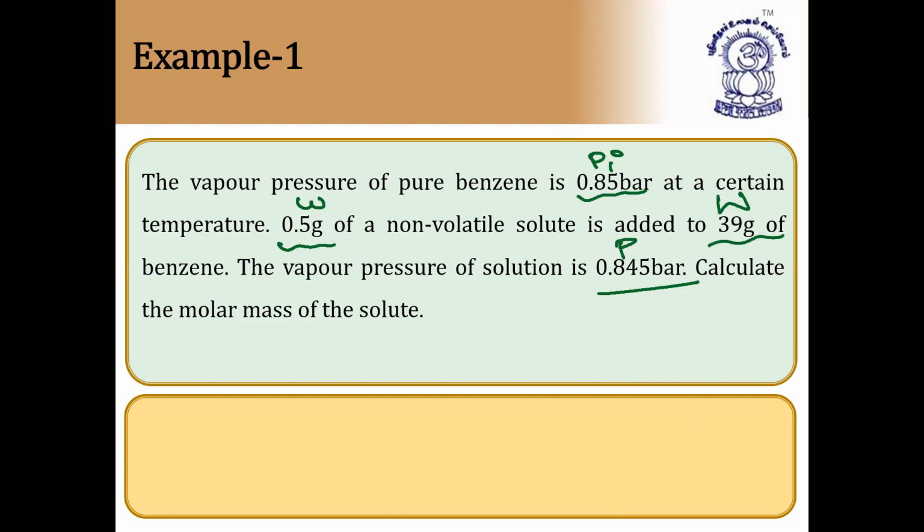So calculate the molar mass of the solute. They are asking the molar mass of the solute, that is small m. Small m is equal to how much? You can take m1, m2 also, from the previous formula. Capital M is the molecular weight of solvent. The solvent is benzene, that is C6H6, which is equal to 78. The weight of solute is given; the molecular weight of solute is what you have to find.